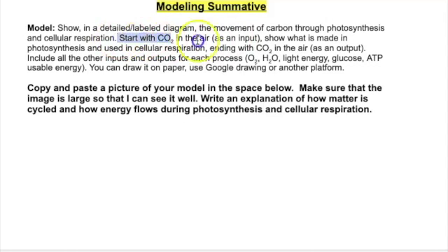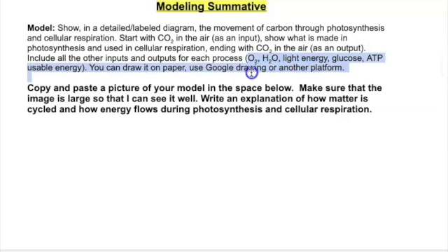To start with CO2 in the air as an input, show what is made in photosynthesis and used in cellular respiration, and ending with CO2 in the air as an output. Okay, so we want to show this cycle of carbon through this model. So what all needs to be labeled or included in this model?